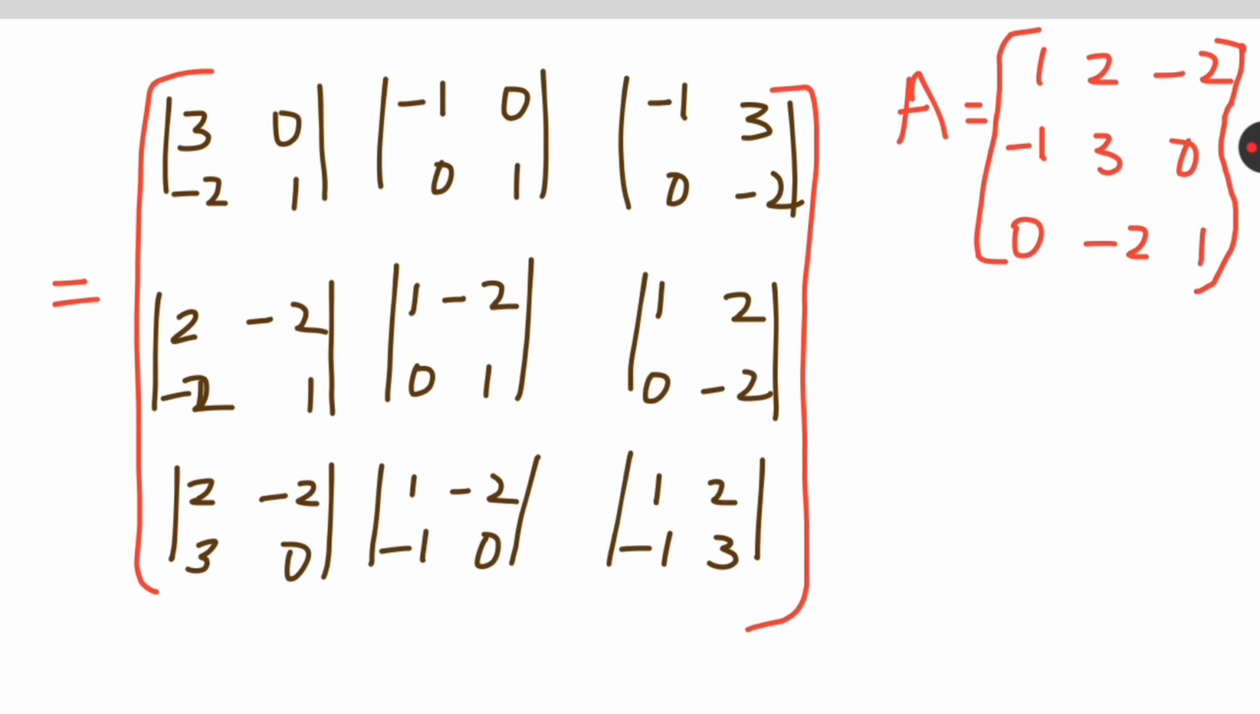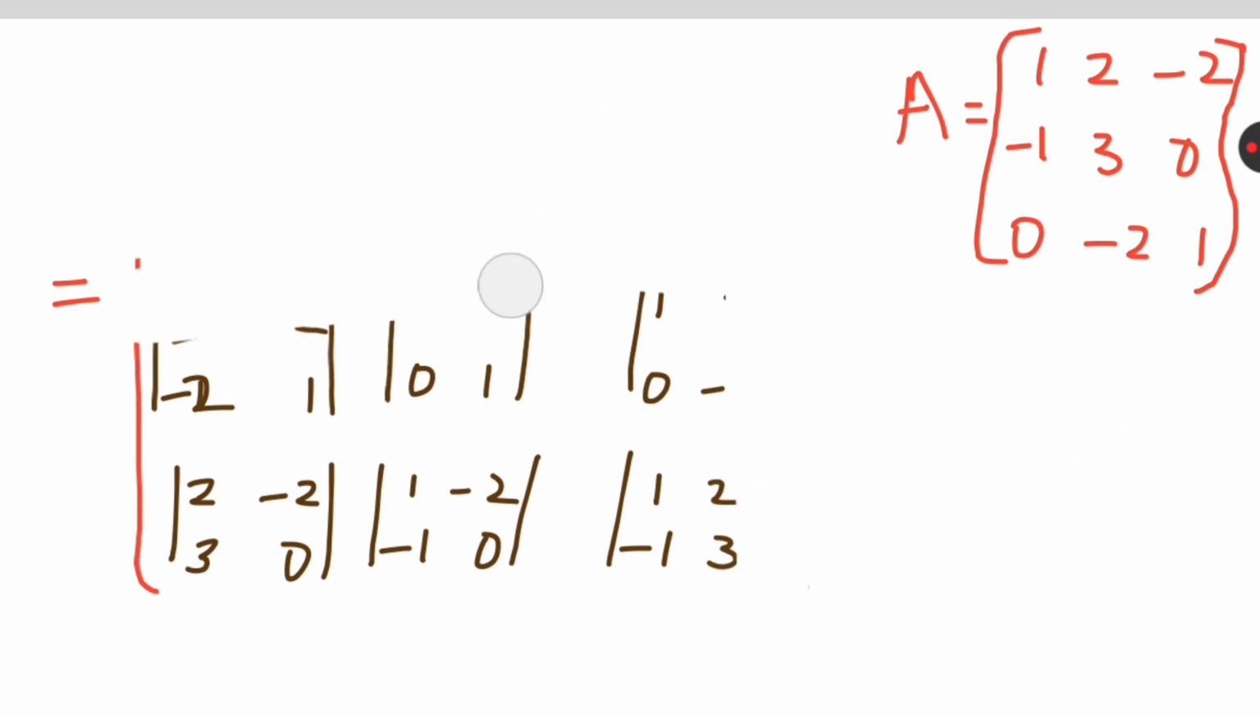After finding these cofactors, you need to do the transpose of this matrix, and that is going to be your adjoint of A. So it is a very difficult task to do all these calculations. That's why here I am going to show you a shortcut trick to find the cofactors of this matrix.